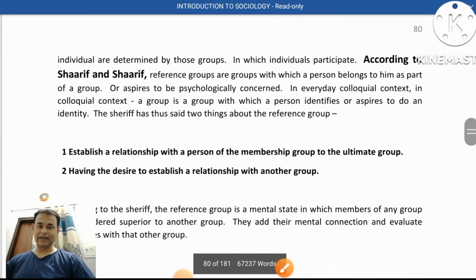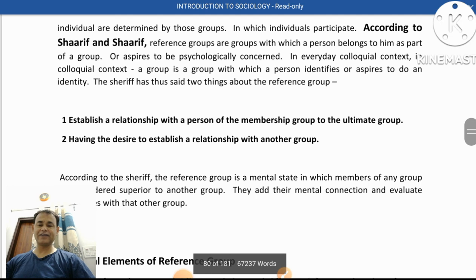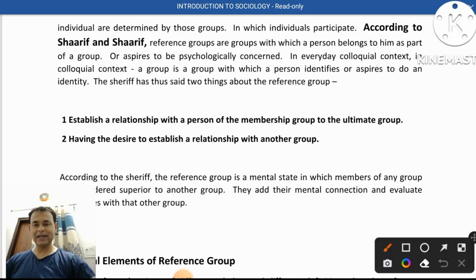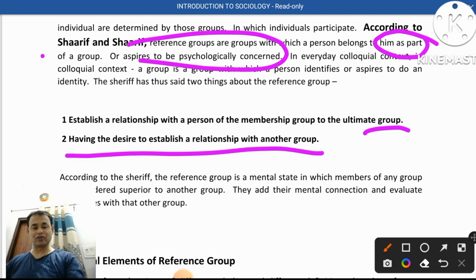Now we will understand some definitions. According to Sherif and Sherif, reference groups are groups to which a person belongs as part of the group or aspires to be psychologically concerned with. A person becomes part of, or psychologically concerned with, the group. So Sherif has said two things: establishing a relationship with the membership group, and having the desire to establish a relationship with another group.